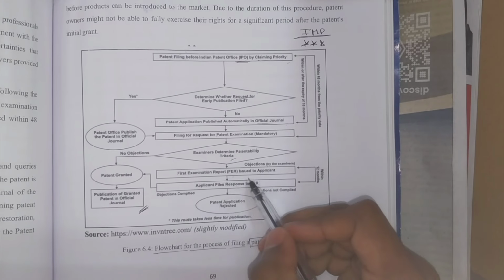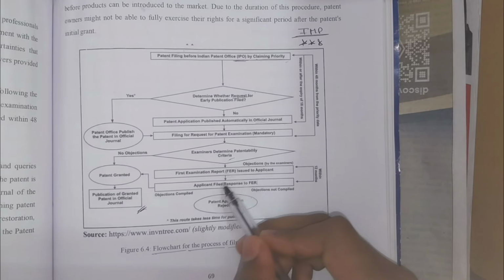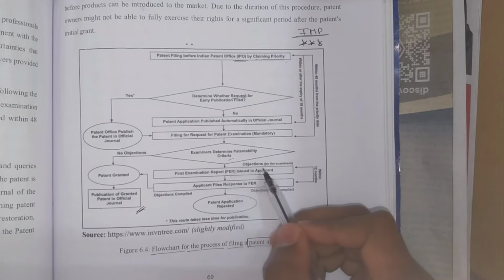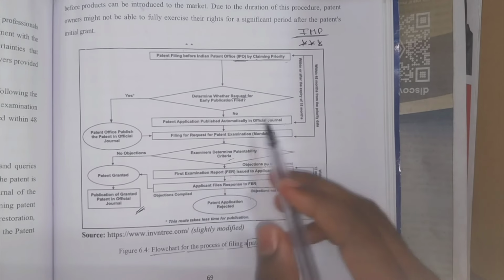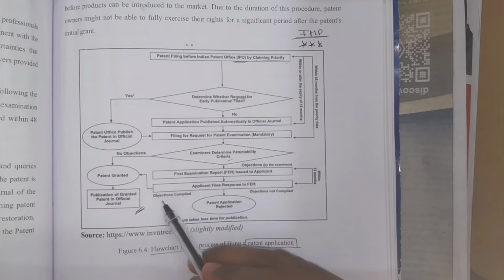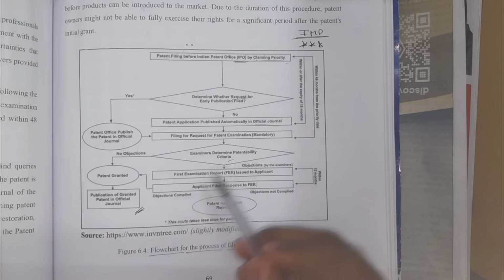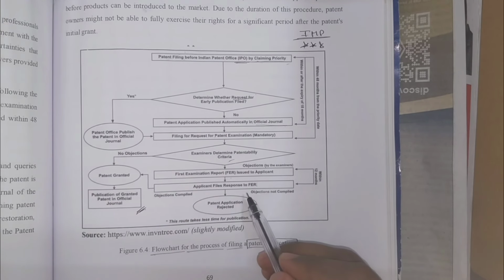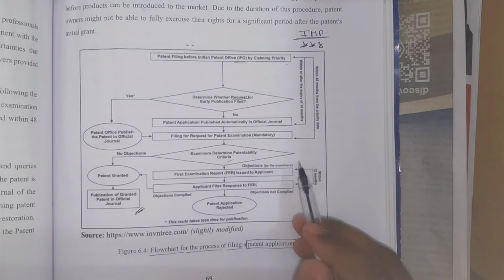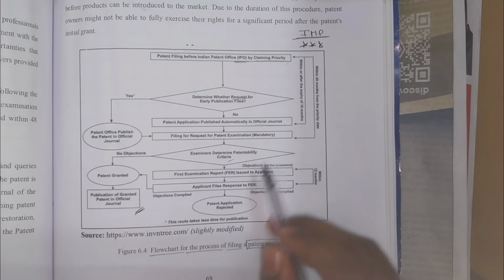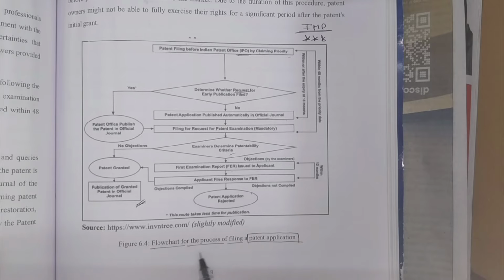In case the applicant gives a response to the patent that had an objection, and the examiner is satisfied that the objection is resolved properly, again that leads to a patent granted. Otherwise, if the objection is not resolved and is not okay for the examiners, again the patent application is rejected. This is all about the patent flow chart for filing the patent application.